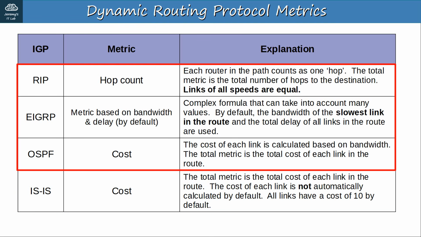Okay, so ISIS I won't talk about much, but these other three I will give more detail about in future videos. For now, just remember the basics. RIP uses hop count, EIGRP uses a calculation based on bandwidth and delay, and OSPF uses a cost based on bandwidth. The purpose of all of these metrics is the same, to let the router select the best route to the destination.